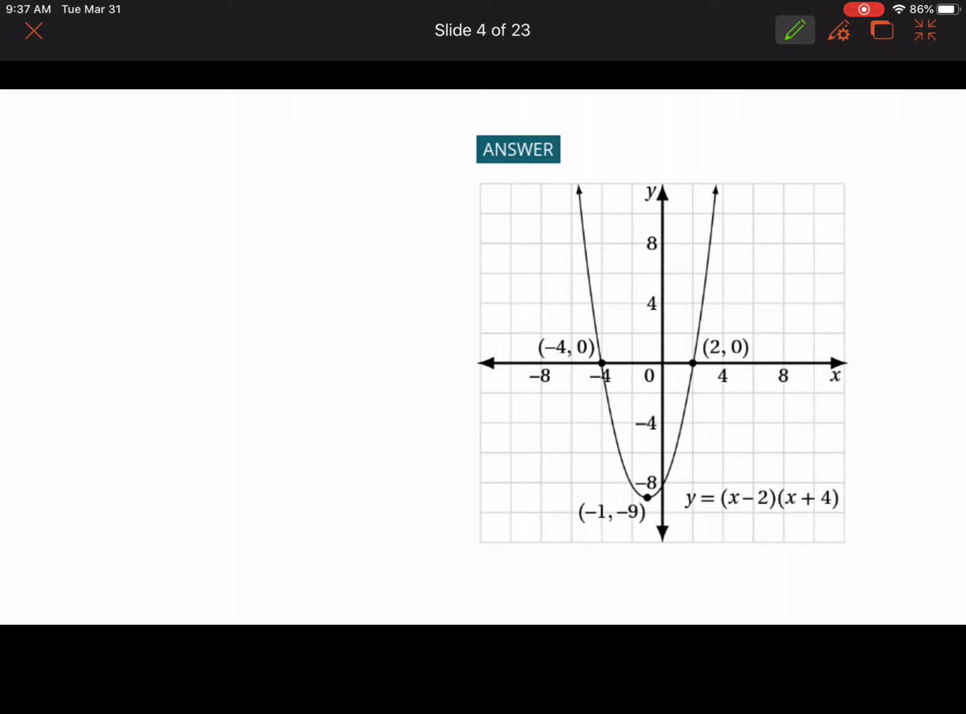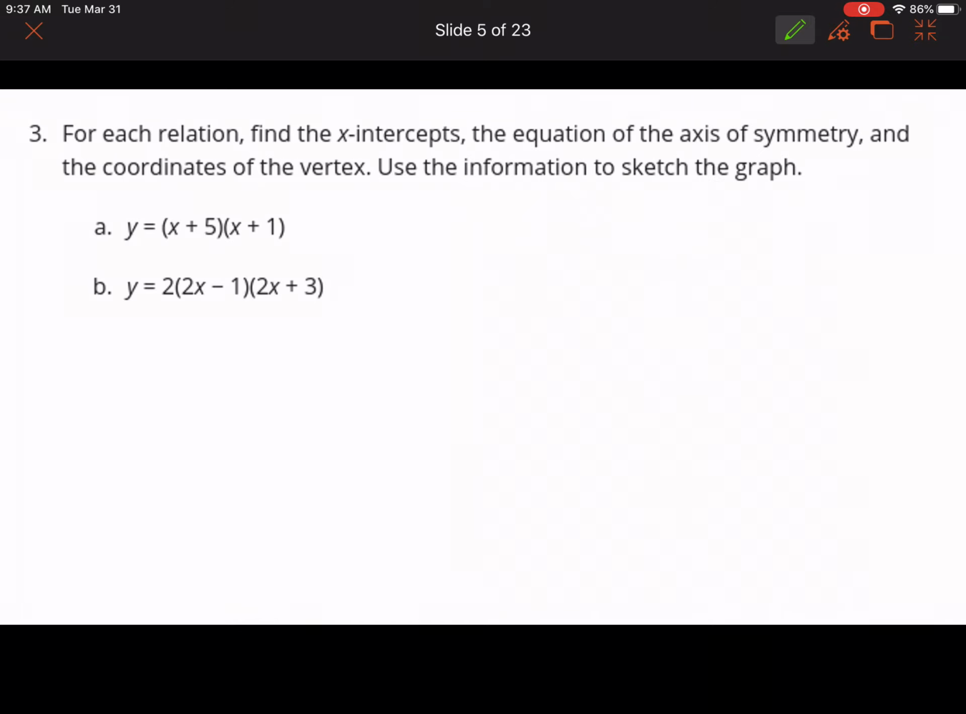Remember to plot your points. This is what we're forgetting, actually putting it on the graph, that all of that's there. Do all that. So for each relation, find the x-intercepts, the equation for the axis of symmetry, and the coordinates of the vertex. Use the information to sketch the graph.